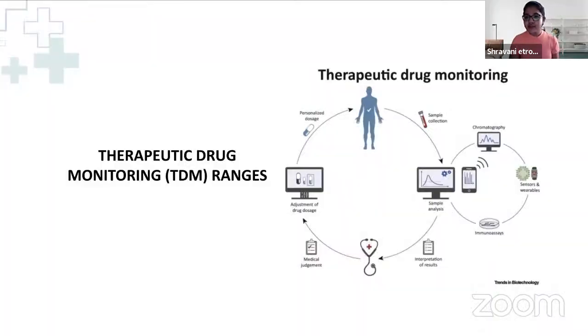And next comes therapeutic drug monitoring. So we have learned a lot about pharmacokinetics and pharmacodynamics. But why is therapeutic drug monitoring very important? It is important in order to monitor whether the drug which we are giving to the patient is reaching the therapeutic levels or not. If the drug levels are suboptimal, then we have to adjust our treatment regimen so that it reaches the therapeutic levels and also shows its effect.